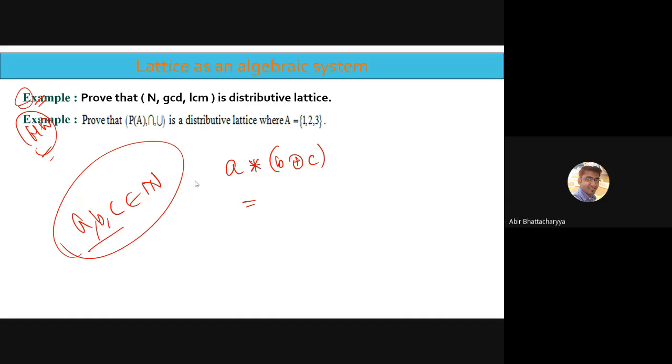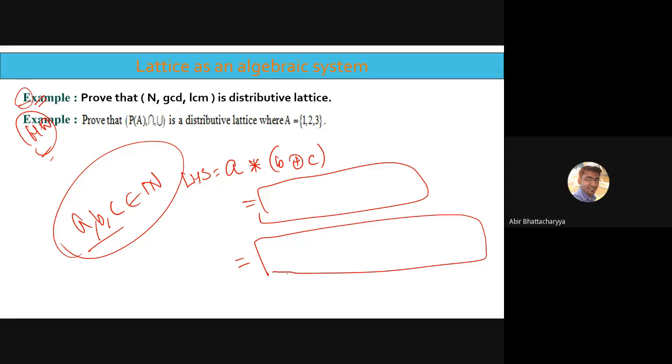Put your response on the chat box. Not a difficult task, just try. You have to write the meaning. This is your LHS. You have to write this as equal to an expression in terms of GCD and LCM, then again equal to an expression in terms of GCD and LCM, and this is the output, the RHS. The RHS is (a star b) plus-circle (a star c). So just write the meaning only. What is the meaning of this right here? What is the meaning of this right here? That much you have to do in any context.